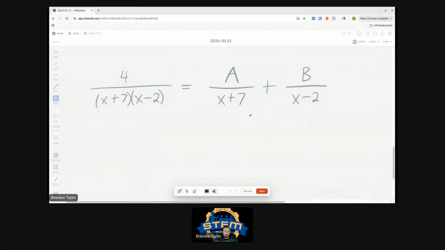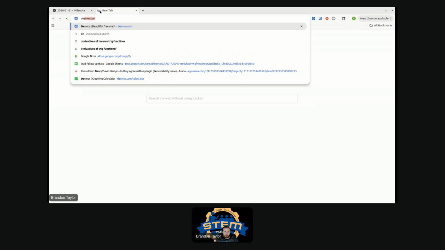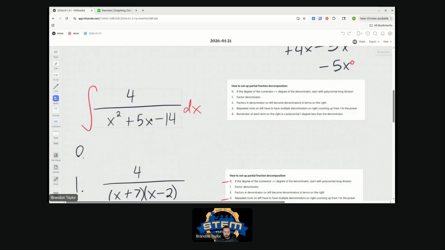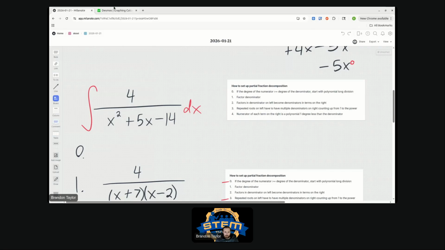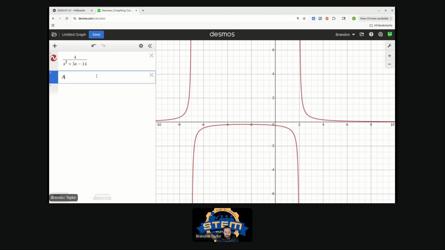Well, think about it. What would you do? We're trying to find which A and B make the thing on the right equal to the thing on the left, 4 over x plus 7 times x minus 2. Just by testing this out, we can do this in kind of an unofficial way on Desmos with a calculator. Remember, what's the original one? 4 over x squared plus 5x minus 14, and then we have a over x plus 7 plus b over x minus 2.